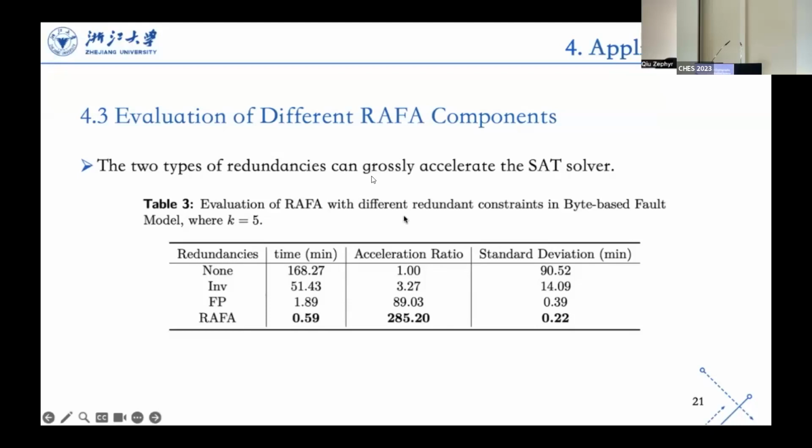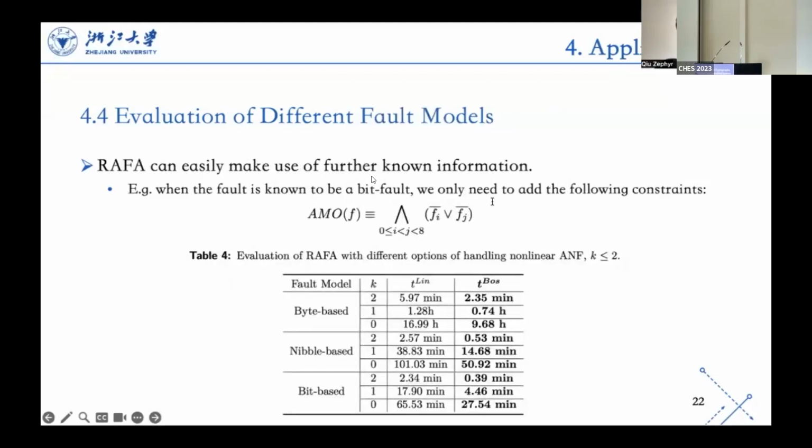Furthermore, we'd like to highlight that RFA can easily make use of further known information. For example, if we know the fault is a bit fault, we only need to append the following at-most-one constraint to the SAT solver. The table records the performance of RFA with either option of handling nonlinear constraints on the different fault models. There are several interesting conclusions we can draw from the table.